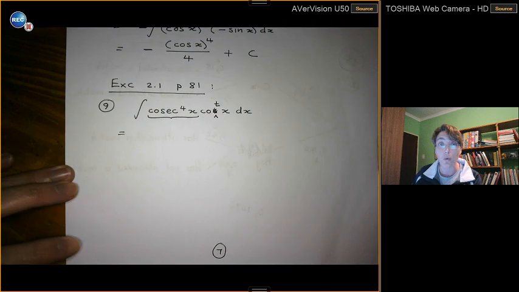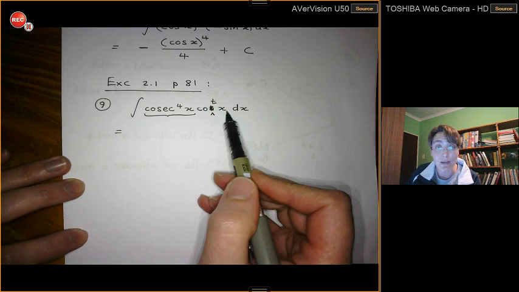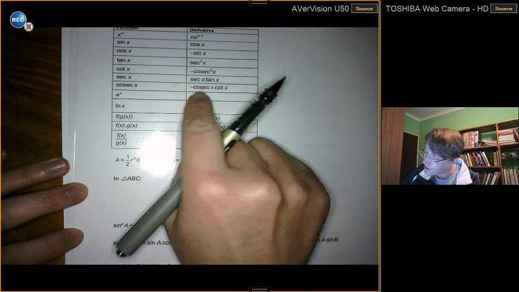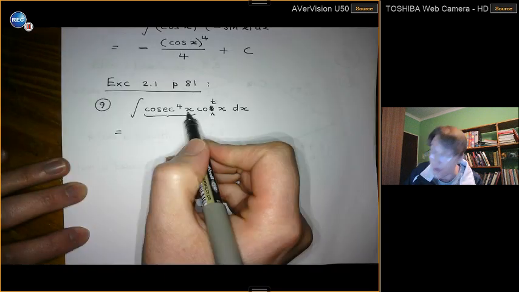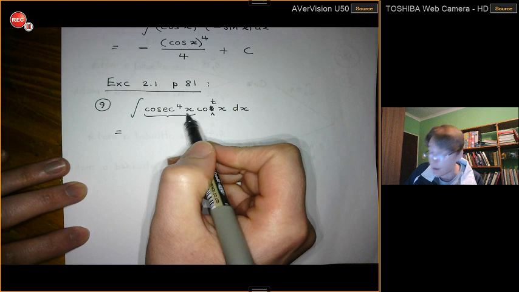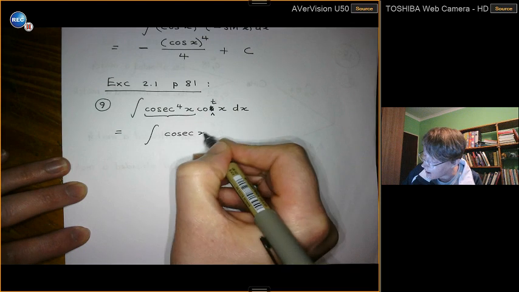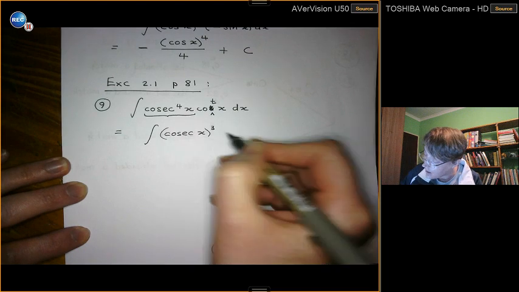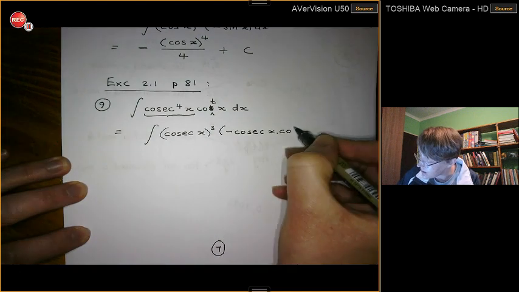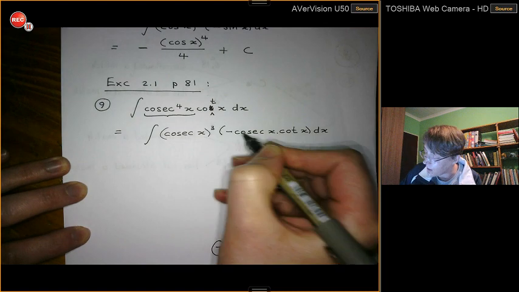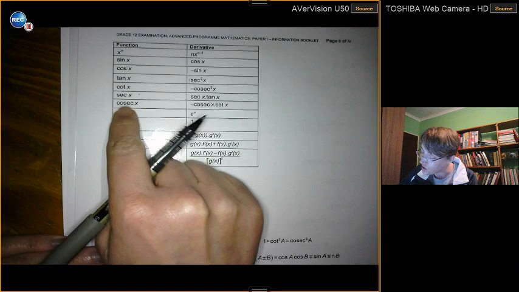So, the problem there is that the derivative of cosec x is not cot x. The derivative of cosec x is going to be cosec x times cot x with a negative. So that is why I'm actually going to borrow one of those cosec x's. So I'm going to rewrite it like this. I'm going to say it's the integral of cosec x to the power of 3 times minus cosec x times cot x dx. And then obviously, because I put a minus there, I'm going to put a minus over there. And that is just so that I've got my inside function's derivative standing next to it.